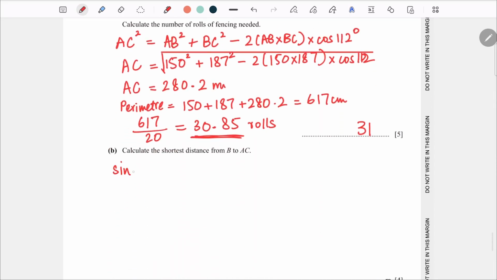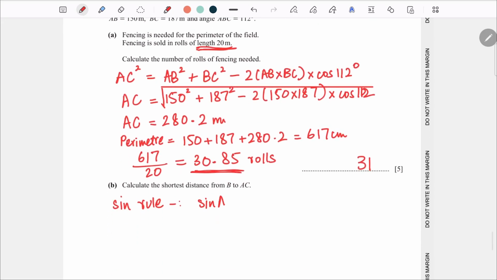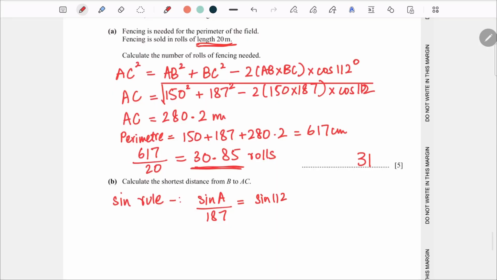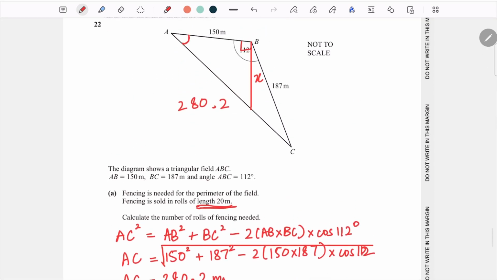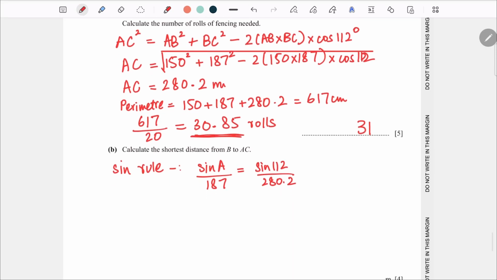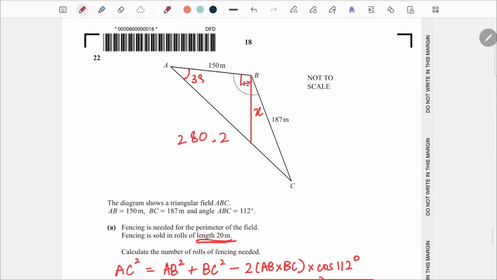So when we apply sine rule, we get sine of A divided by 187 is equal to sine of 112 divided by 280.2. We basically divide by the length that is opposite to the angle. So A will be equal to 38.3. Angle A. Now this angle A is 38.3.